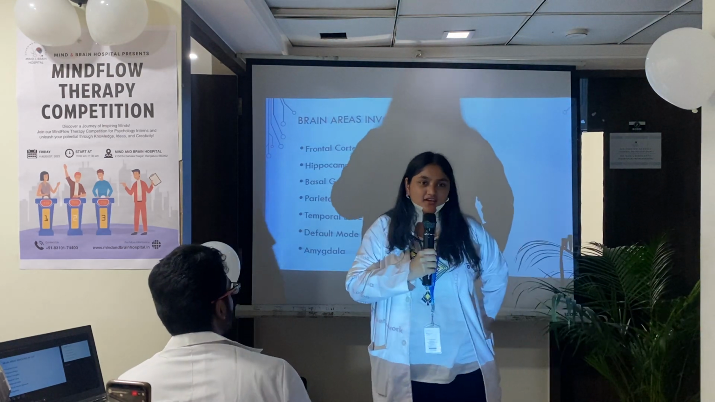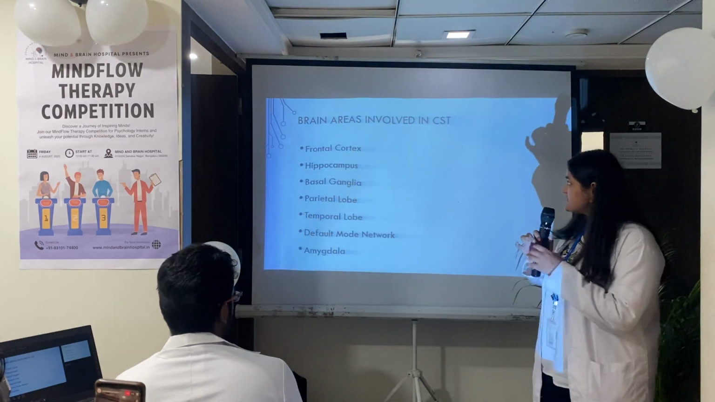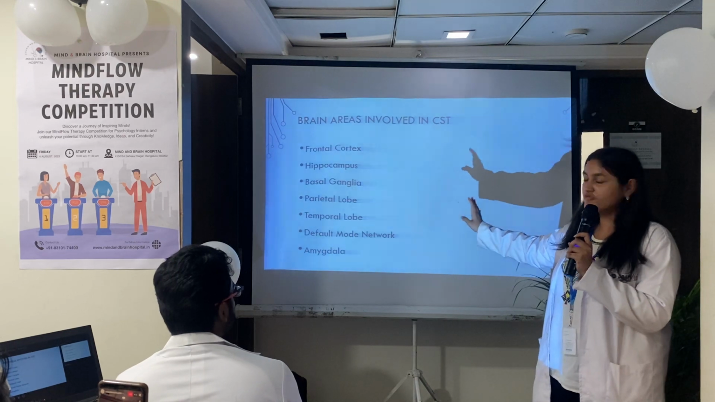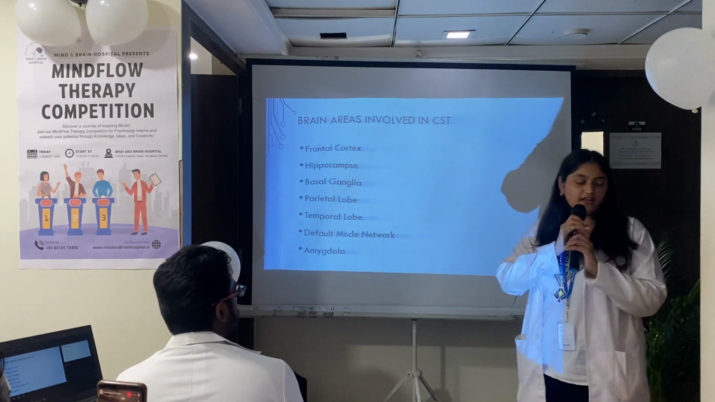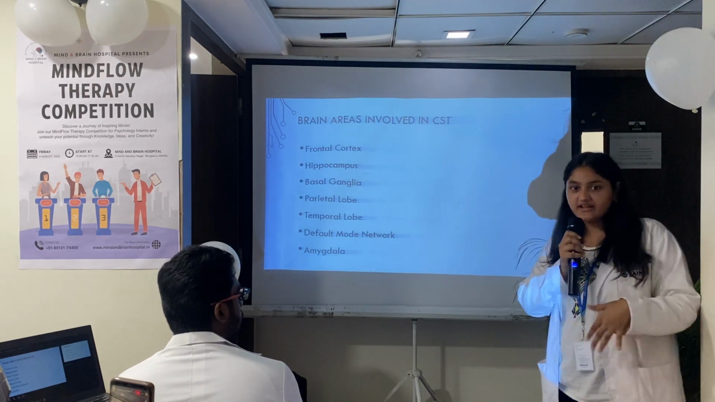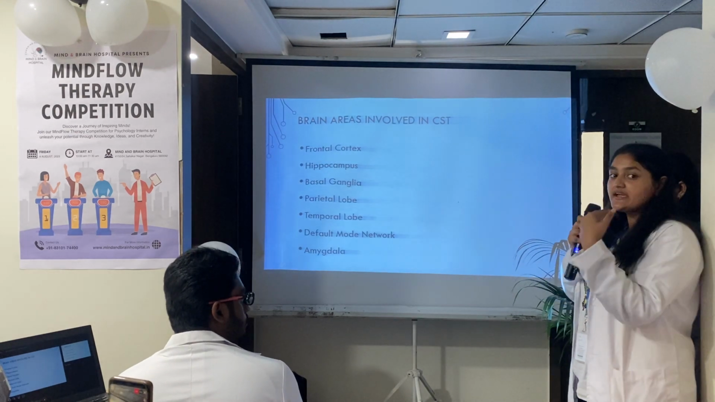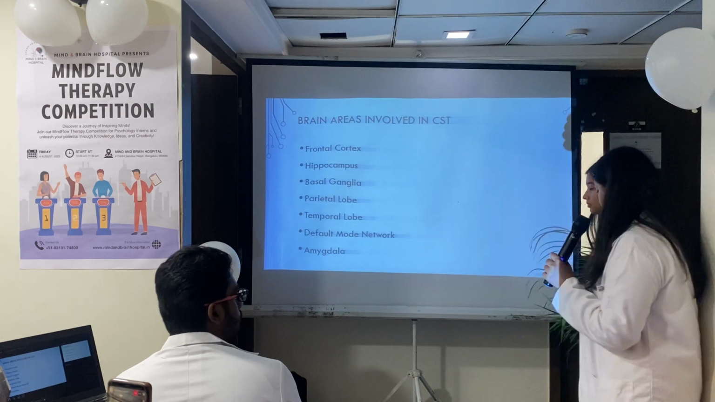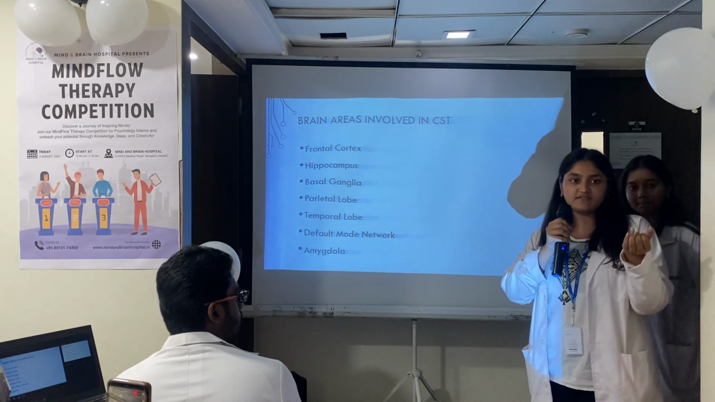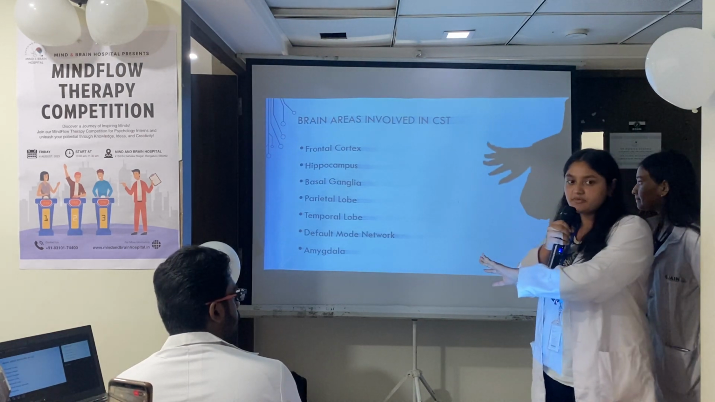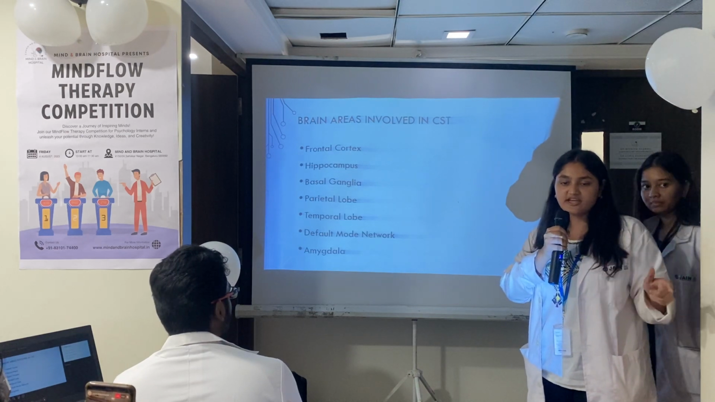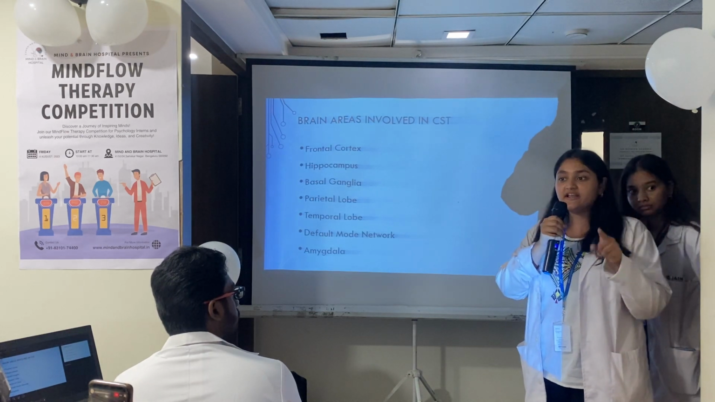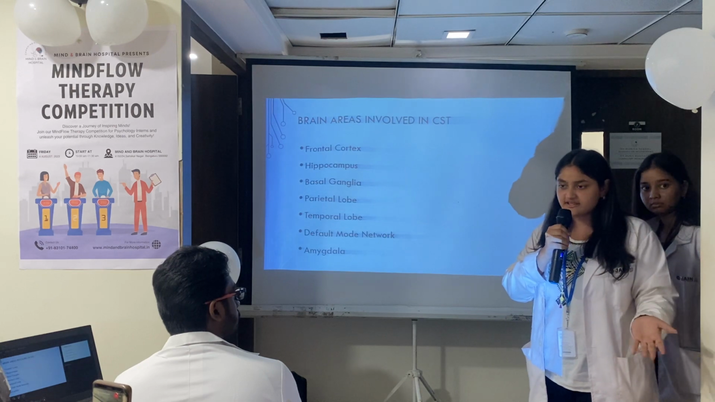Hello everyone. So today I'm going to speak about the brain areas that are involved in CST, and I'm also going to present you with the activity that is done during that. So which are the areas that will be involved in that? So frontal cortex. There are 3 levels. The CST can be used for people with dementia, Alzheimer's, and ADHD as well to improve their attention skills.